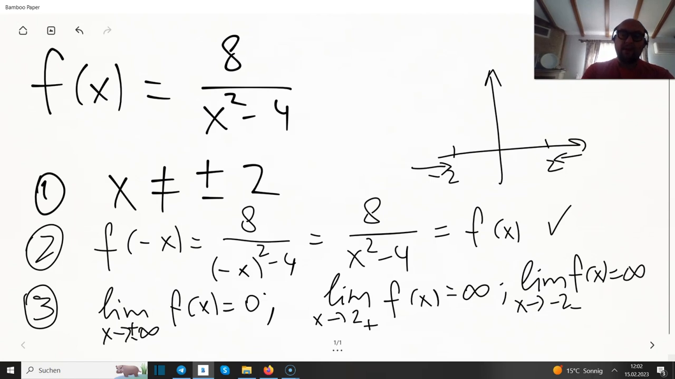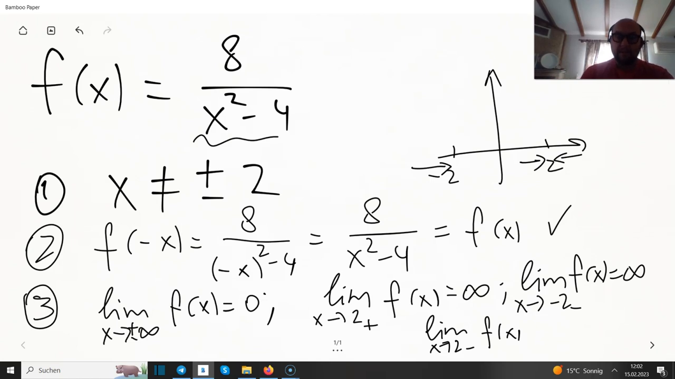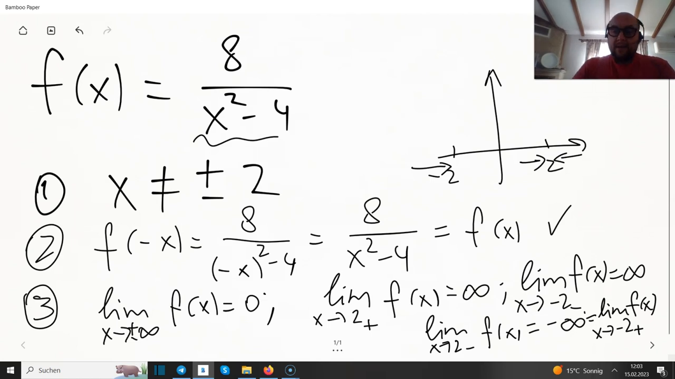All right, what's happening if we are approaching 2 from the left-hand side? So we are coming from this side. That means we are having a very small negative number, well, close to 0, but negative, and we're dividing 8 by a negative number close to 0, which means we're going to get minus infinity. And this is the same result that we're going to get once again through the symmetry if we're approaching it from the right hand side from f of x. All right, let's move on.